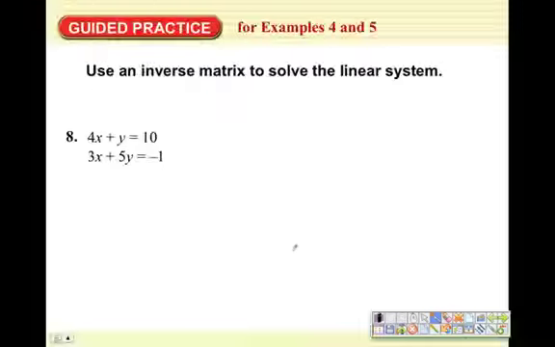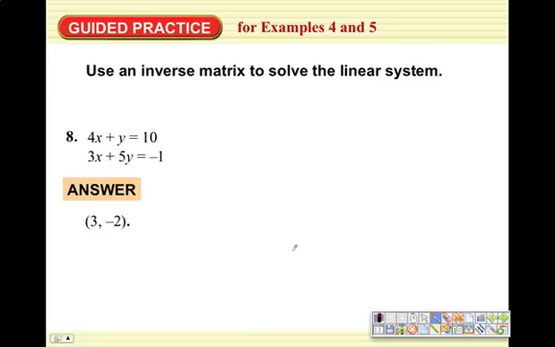Okay, here's your last problem to do for this section. Use that concept of inverse matrices to solve this system. Take a moment, pause the video, and then you'll see your answer. Answer 3, -2. Alright, when you're finished, just look up and I'll have some other things for us to do for the rest of the period.